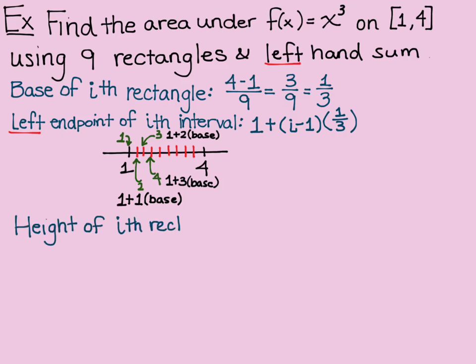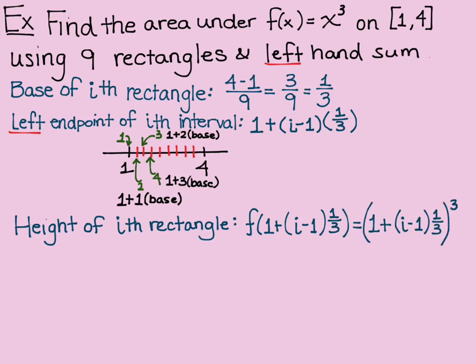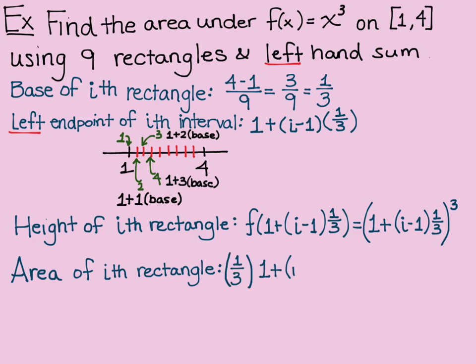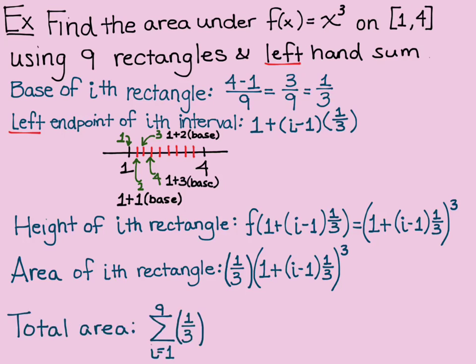The height of the ith rectangle then is going to be f of this left endpoint, so f of 1 plus i minus 1 times 1/3, which is the same as 1 plus i minus 1 times 1/3, quantity cubed, and I'm not going to bother expanding that. The area of the ith rectangle then is the base times this height, and the total area is then the sum as i goes from 1 to 9, because i counts the rectangles, of 1/3 times 1 plus i minus 1 times 1/3 to the third.